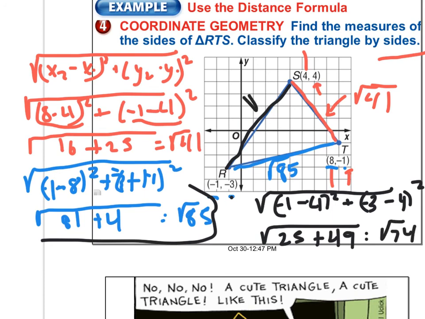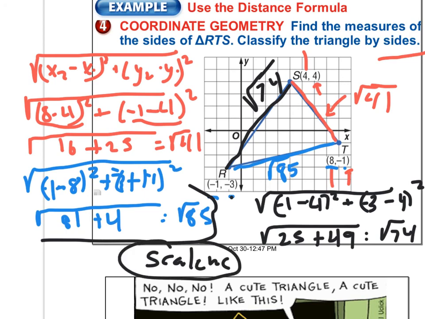I hope I didn't make any mistakes there. There's a lot of math in those, and I hope I didn't make an error. But since all three sides are not the same, this would be classified as a scalene triangle. Okay, moving on.